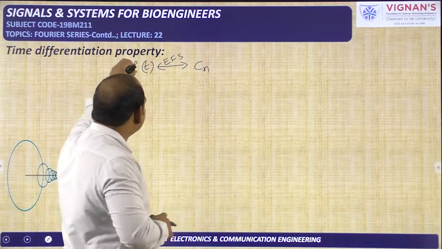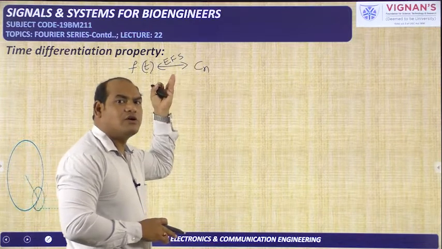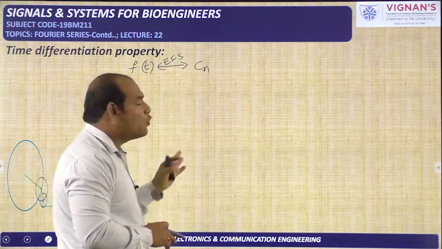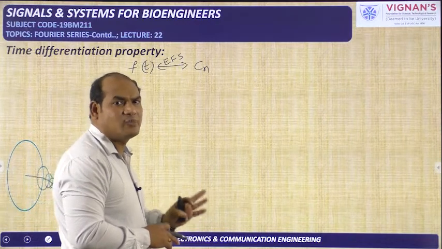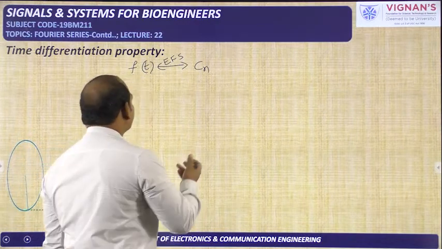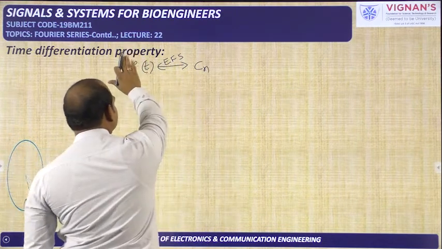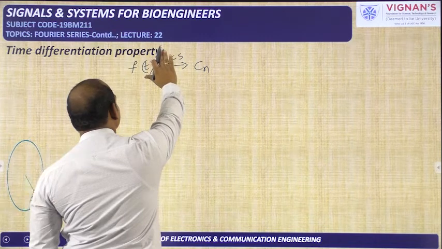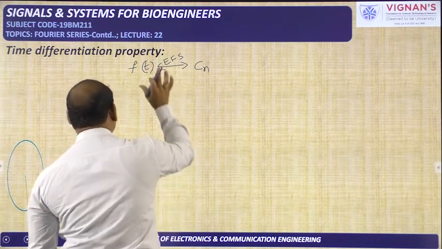So in the expression of f of t you will have Cn, and in the expression of Cn you will have f of t. Cn is equal to 1 by T integral over one period f of t e power minus j n omega naught t dt. Okay, that you can observe. Now, this is a given thing. f of t is a periodic signal, and its exponential Fourier series coefficient is Cn. This is the given thing.